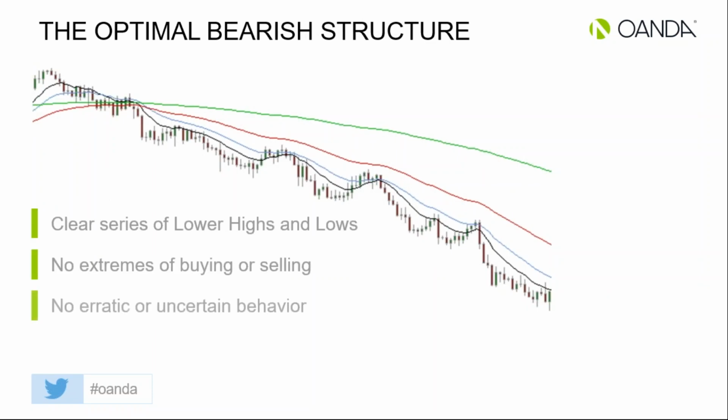If you're looking to go short and sell in a downtrend, you also want to look for optimal bearish structure where there are no gaps, where the lower highs and lower lows are consistent, and that just reflects steady selling momentum. Okay, these are the types of markets that you want to be looking out for. Nothing too extreme.